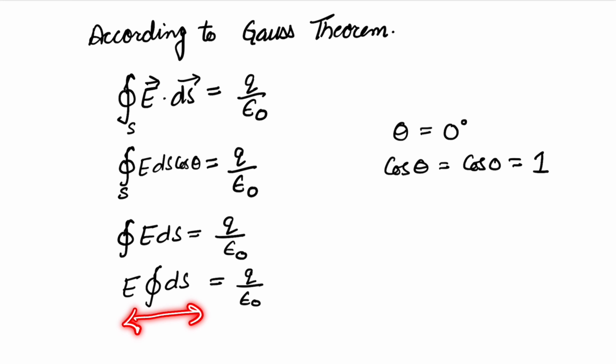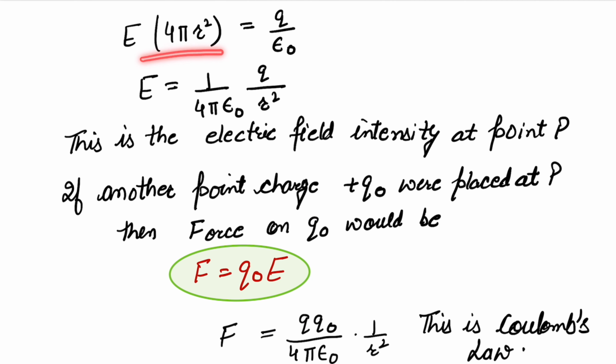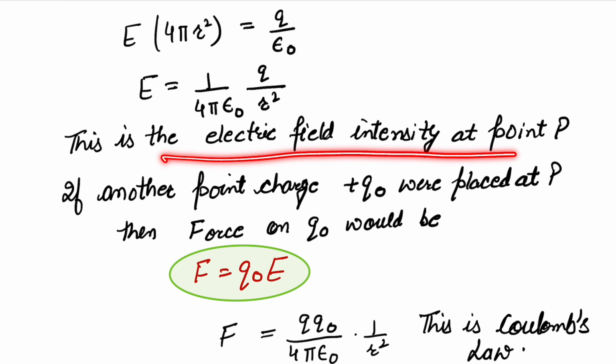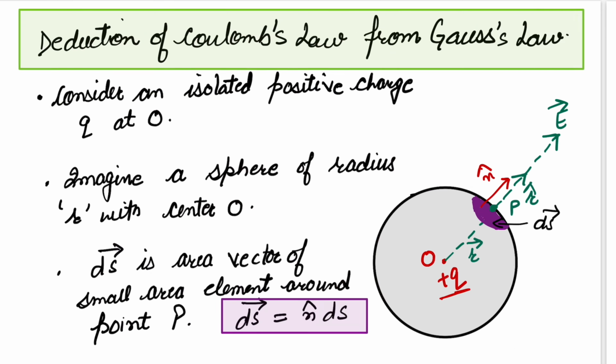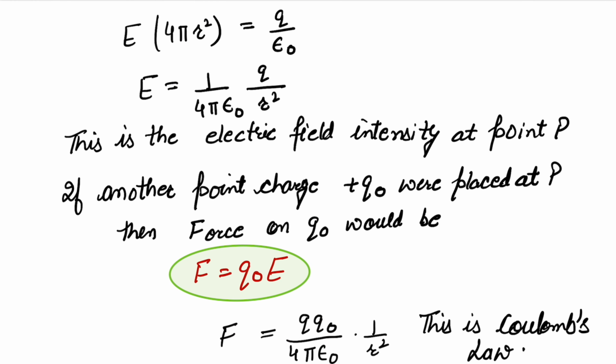And r is the radius. We put 4 pi r square here. Then we shift this 4 pi to the other side and we have this expression for the electric field, right? So this is the electric field intensity at point P. The P is the point of observation lying at the boundary of the sphere, right? So we have calculated the electric field at point P.